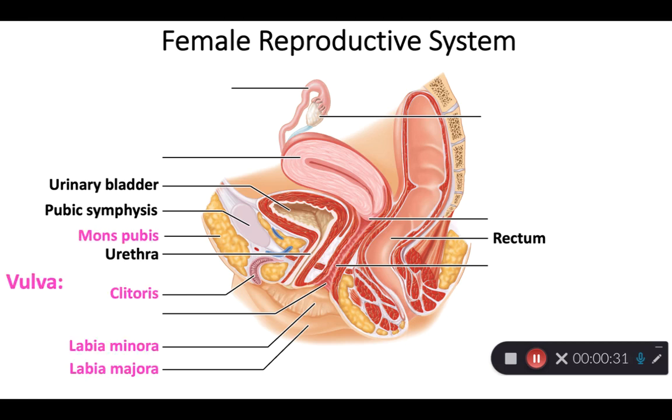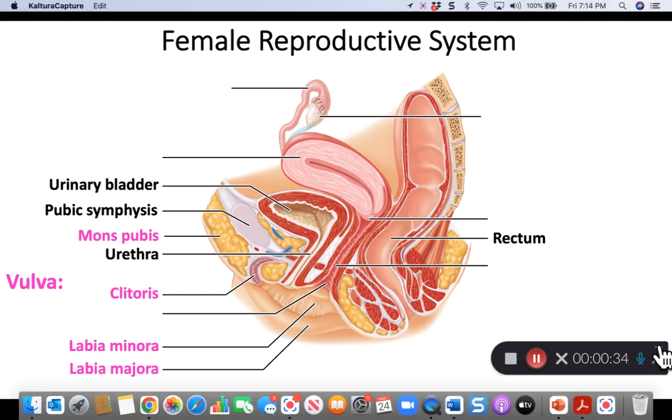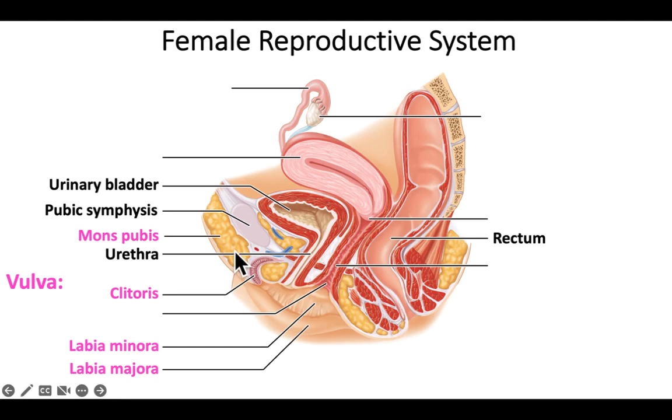So first thing we're going to talk about is the female external genitalia, which are collectively called the vulva. So that includes what's known as the mons pubis, which is this extra bit of adipose tissue in front of the pubic symphysis. The clitoris, which is analogous to the male penis. So this gives the woman arousal during sexual intercourse. And then there's two labia, labia majora and labia minora. So those are considered the external genitalia.